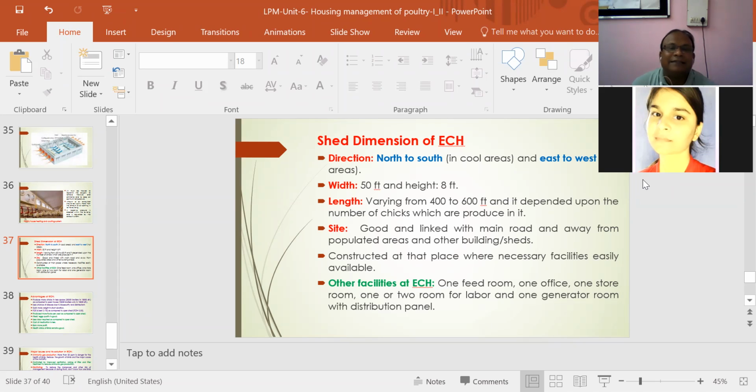Other facilities, other shade or building should be there: one feed room, one office, one store room, one or two rooms for labor and residence of labor, and one generator room with a distribution panel, so that electricity will be uniformly distributed to all the shades.